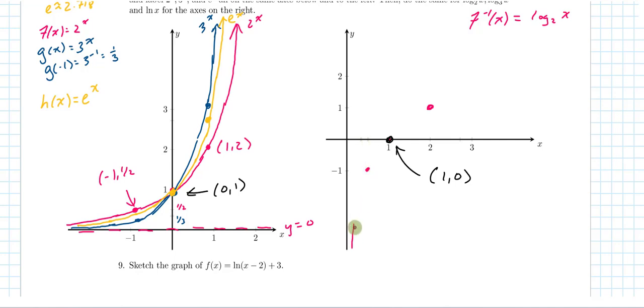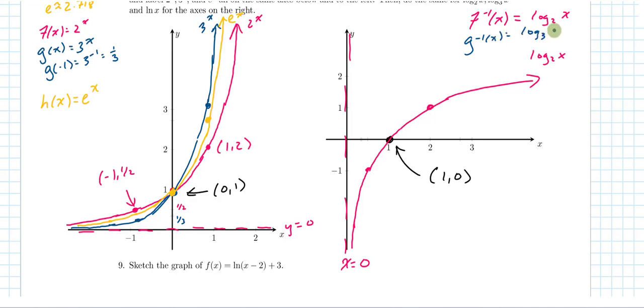And so now I can try to roughly sketch the graph of log base 2 of x here, the inverse of 2 to the x. Okay? I'll point out that just like 2 to the x had a horizontal asymptote at y = 0, the graph of log base 2 of x, and indeed all log functions prior to transformations, have vertical asymptotes at x = 0.